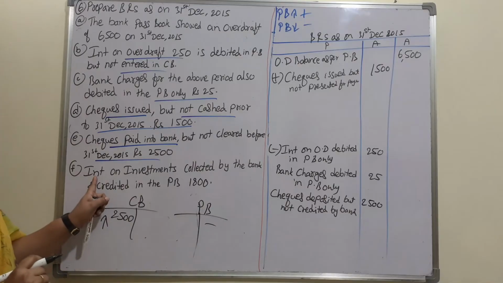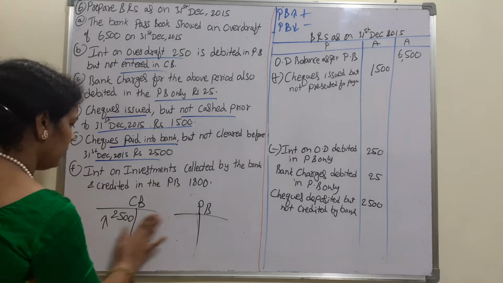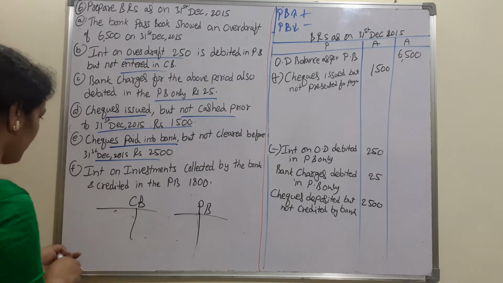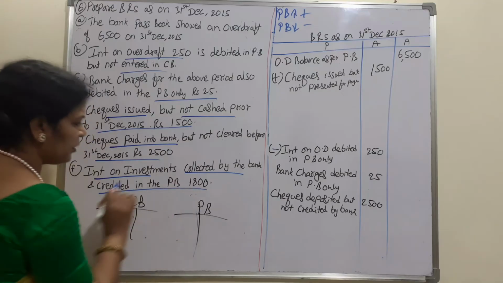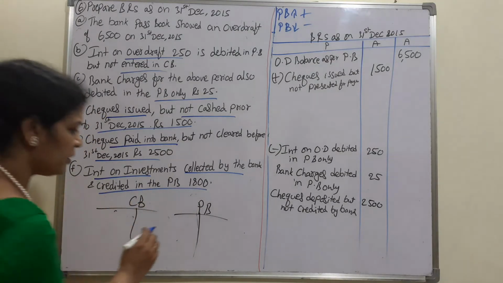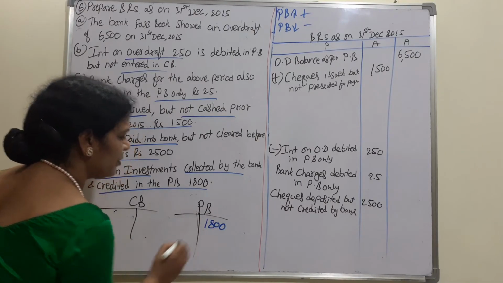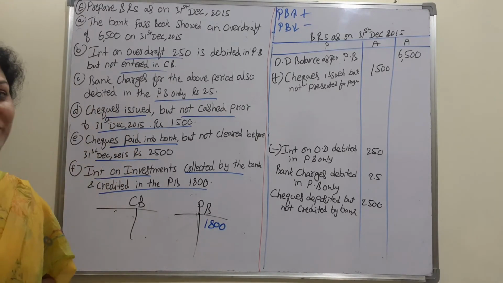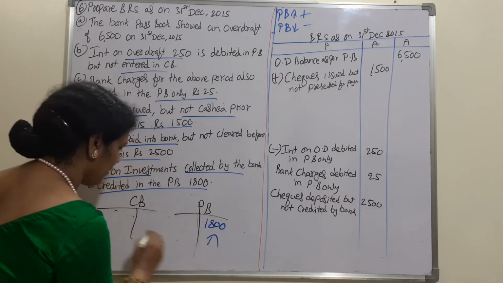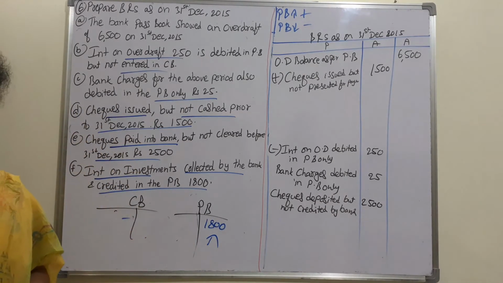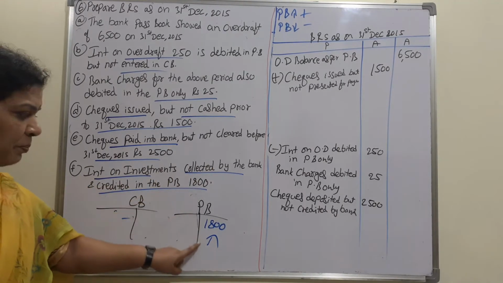Over. Next, last one, interest on investments collected by bank. Interest on investments collected by the bank and credited in the passbook only. Credited in passbook, interest on investments. So passbook is more, where there is no entry in the cash book. Are you getting this? Interest on investments collected by the bank and credited in passbook.